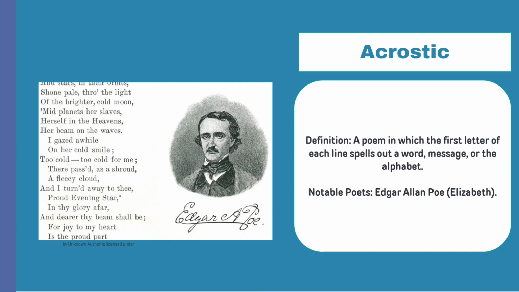Next, we will be learning about the acrostic. An acrostic is a poem in which the first letter of each line spells out a word, a message, or the alphabet. One of the famous poets, Edgar Allan Poe, has written in the acrostic format. We can refer to a poem composed by Edgar Allan Poe to know what format the acrostic form follows.